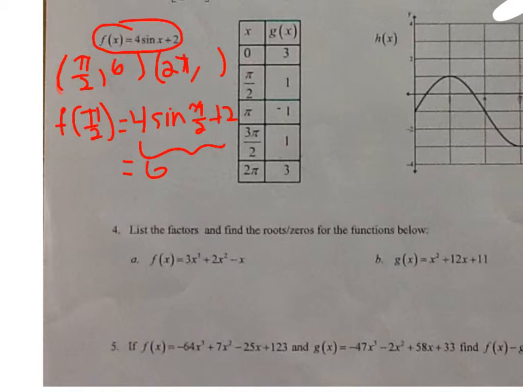Now you're going to do f of 2 pi. So we have 4 sine 2 pi plus 2. Plug that into your calculator. Make sure you're in radians, and you get that's equal to 2. So my other y value is 2. So I have 2 pi comma 2. All right, so now I can find the average rate of change.